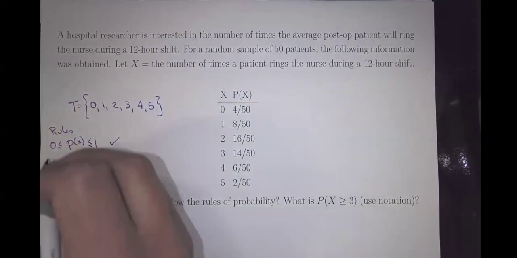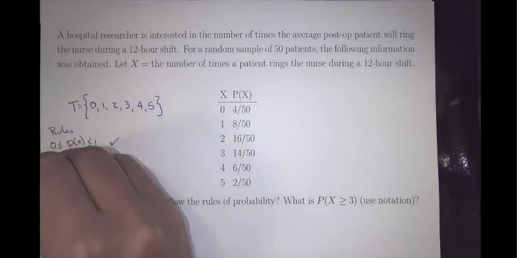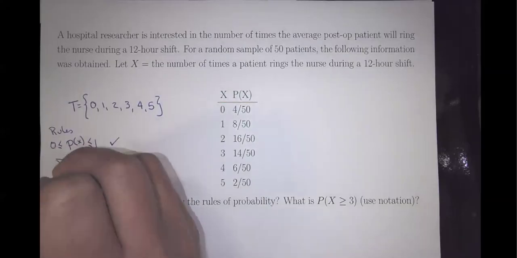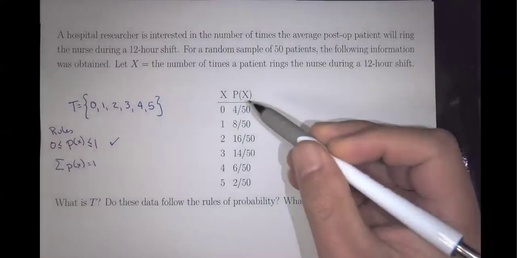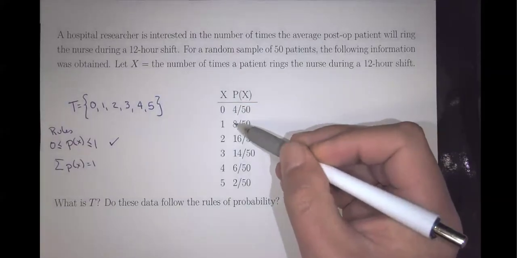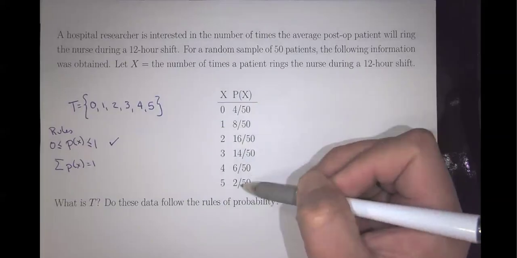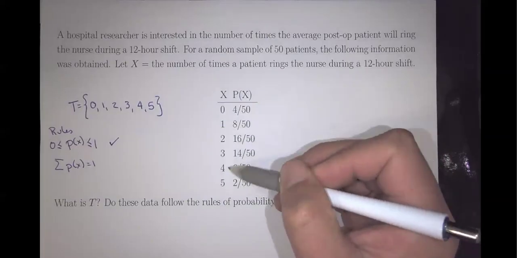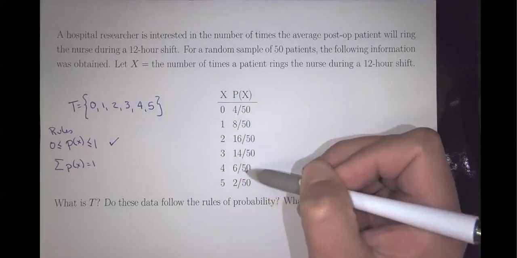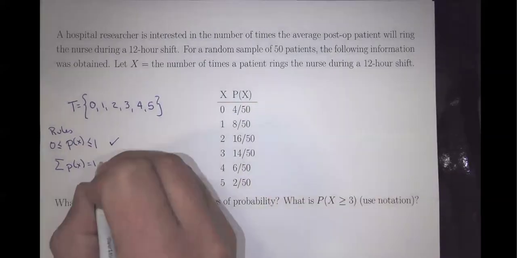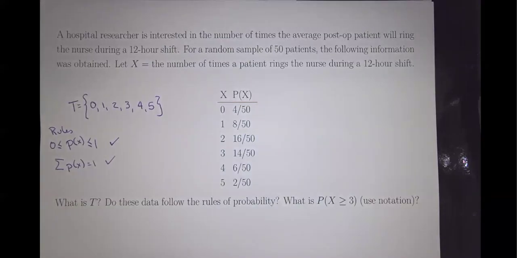And the second rule is that the sum of the probabilities is 1. And if we add this, we get 4 plus 8 is 12, plus 16 is 28, plus 2 is another 30, plus another 20 is 50, divided by 50. So this one also is true. So yes, these data follow the rules of probability.